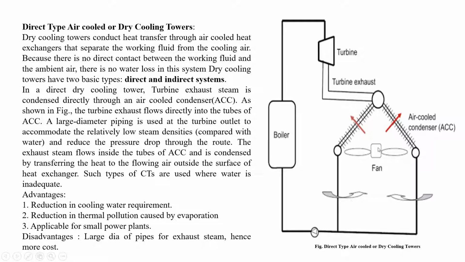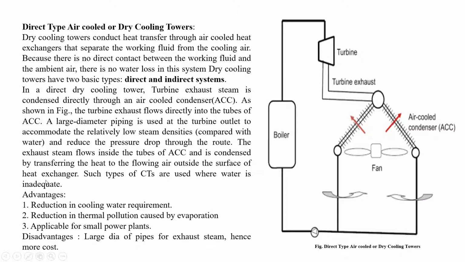Due to this, atmospheric air rushes in and flows over the condenser tubes, headers and subheaders, so that heat transfer takes place between the air and the exhaust steam, condensing it into water. That cold water is then circulated with the help of a pump to the boiler for regeneration of steam. In this case you will see there is no cooling tower at all. It is direct or dry cooling, hence it is called direct type or dry. There is no water required here for cooling the exhaust steam, so they are also called dry cooling towers.